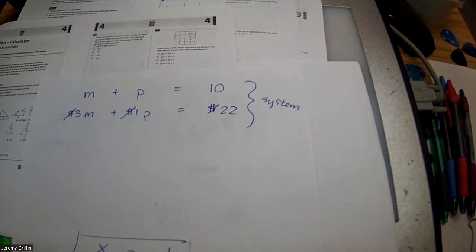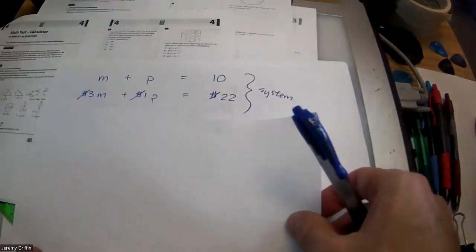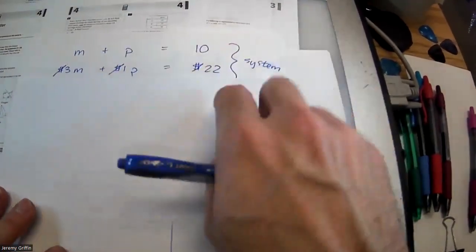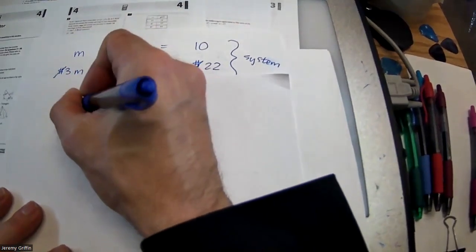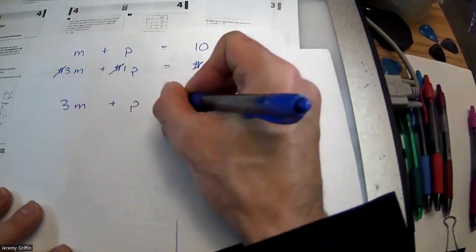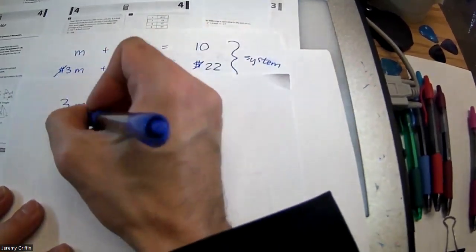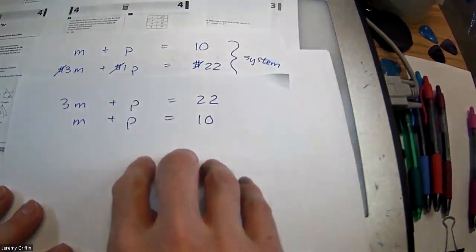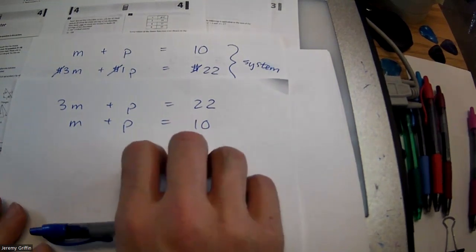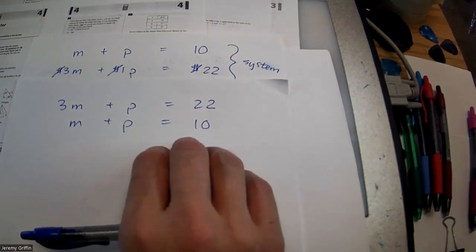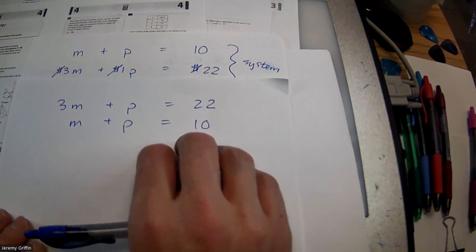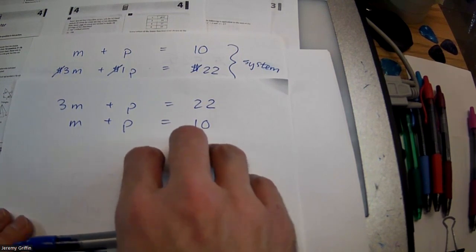I'm gonna rewrite this. I meant to put the other equation on top, and there's a specific reason for that. So I got 3m plus p is 22, and I've got m plus p is 10. Is that true? Okay. Now, there are lots of ways you can solve systems of equations. Most commonly, you can either do substitution or elimination. And I really like the elimination option for this one.